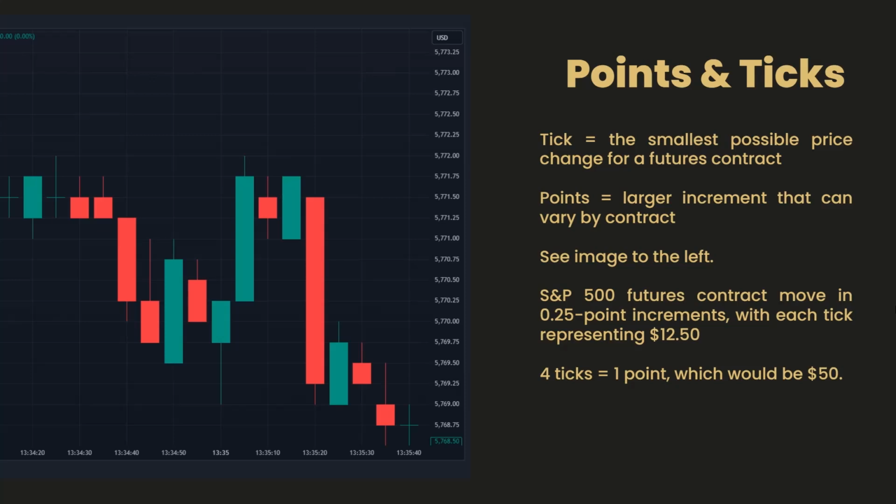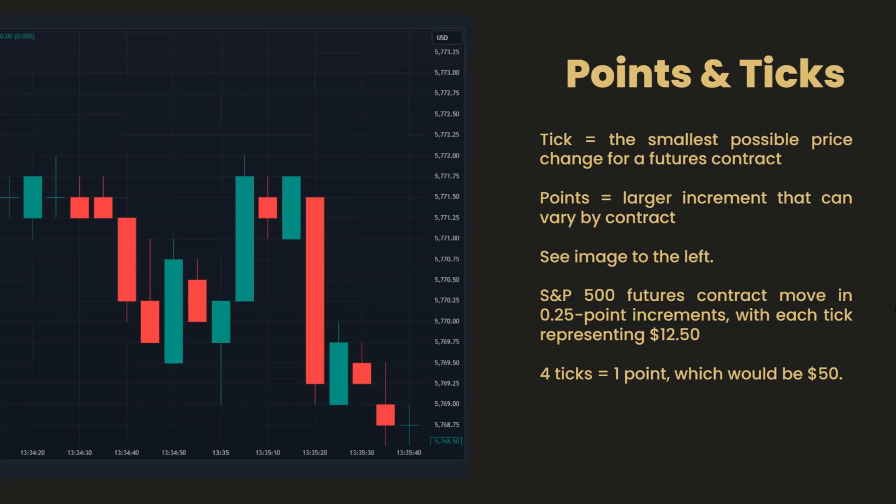So again, it's not a whole dollar. It could be a quarter, like it is here for the S&P 500. So a tick, again, is the smallest possible price change for a futures contract. And then points is a larger increment that can, again, vary by contract. I want to go over a specific sample here. If you look at the image to the left, this is the S&P futures.